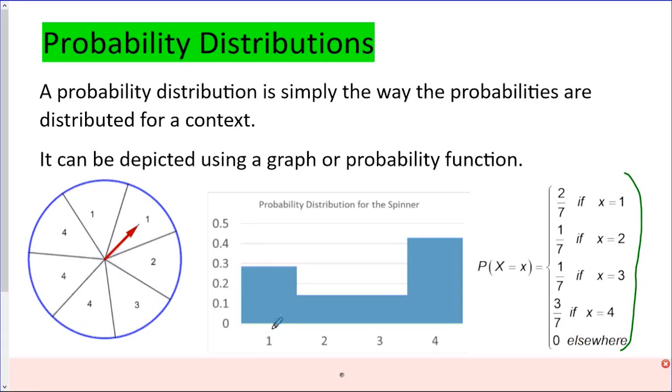So here we've got a bar graph, and we can see that the probability of a 1 is twice as high as the probability of a 2 or a 3, whereas the probability of a 4 is 3 times as high. And we can actually read off the probabilities on the vertical axis. Okay, right.